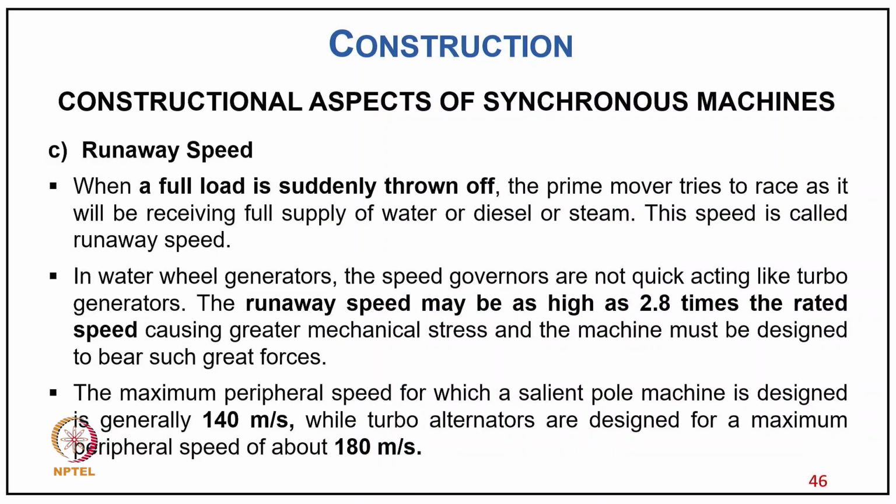Now coming to runaway speed. When a full load is suddenly thrown off, the prime mover tries to raise the speed, as it will be receiving the full supply of water or diesel or steam, and this is called runaway speed. The speed governors are not quick acting like in a turbo generator. The runaway speed may be as high as 2.8 times the rated speed, causing great mechanical stress, and the machine must be designed to bear such great forces. The maximum peripheral speed for which a salient pole machine is designed is generally 140 meter per second, while turbo alternators are designed for a maximum peripheral speed of 180 meter per second.